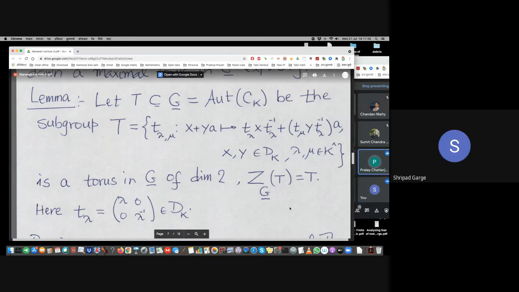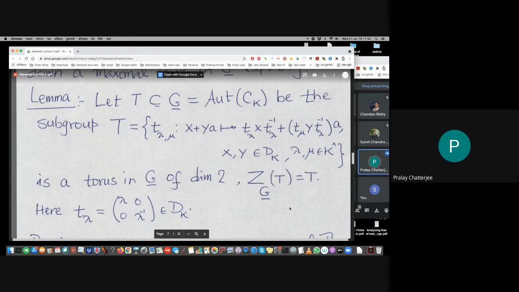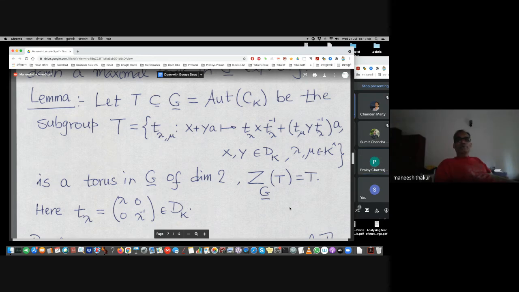I see. But your t lambda, you are choosing a splitting of D K, right? Yeah. But what do you mean by norm one element? I am slightly confused here. Norm one element in D K. D K is a matrix algebra. Here the norm is just the determinant map. So the t lambdas are norm one elements in D K.